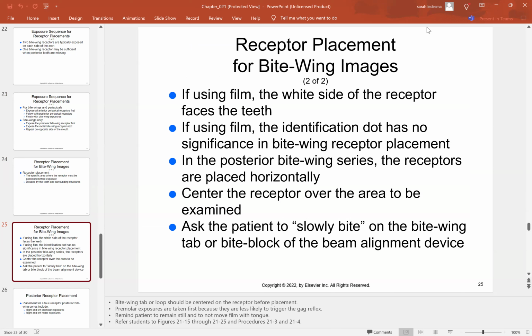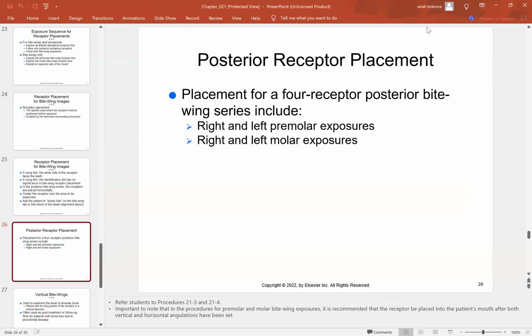In the posterior bite wing series, the receptors are placed horizontally. Center the receptor over the area to be examined and ask the patient to slowly bite on the bite wing tab or bite block of the beam alignment device. Placement for a 4-receptor posterior bite wing series includes right and left premolar, right and left molar.